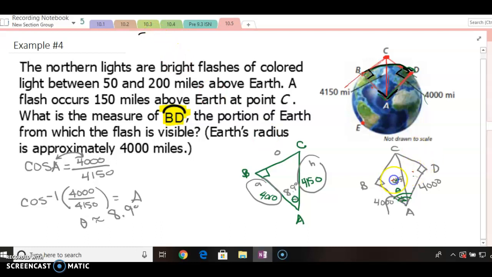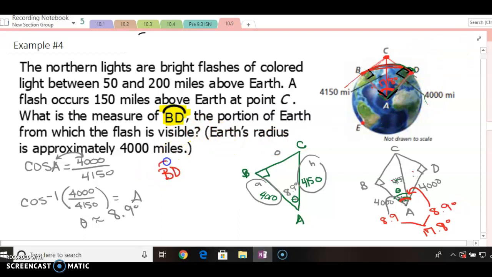Well, now I know these two triangles are similar, so that means this here also has to be 8.9 degrees. And if I add both of them up, I would get the entire angle BAD, which is what, 17.8 degrees. So this angle here is 17.8 degrees, which means since that's a central angle, it's the same as the intercepted arc. So arc BD is also equal to 17.8 degrees, and that's my answer.